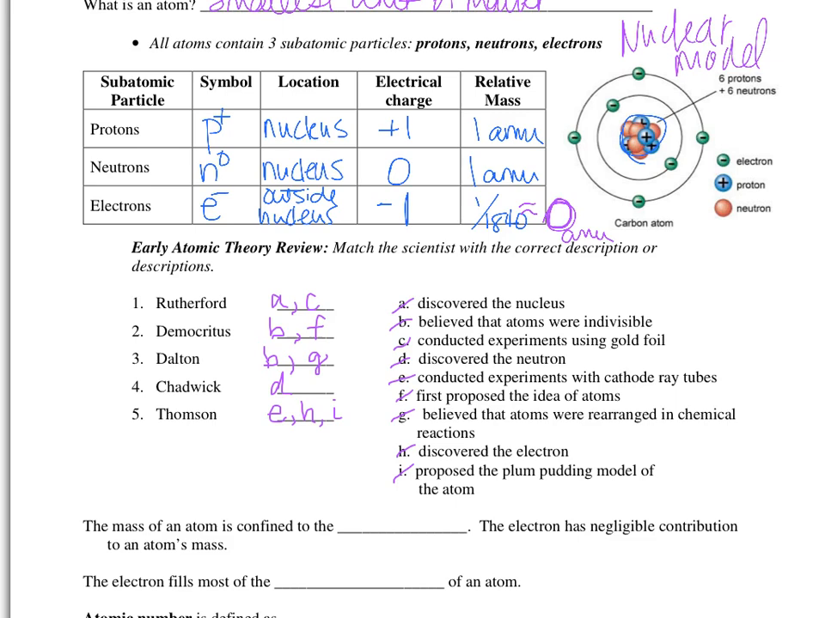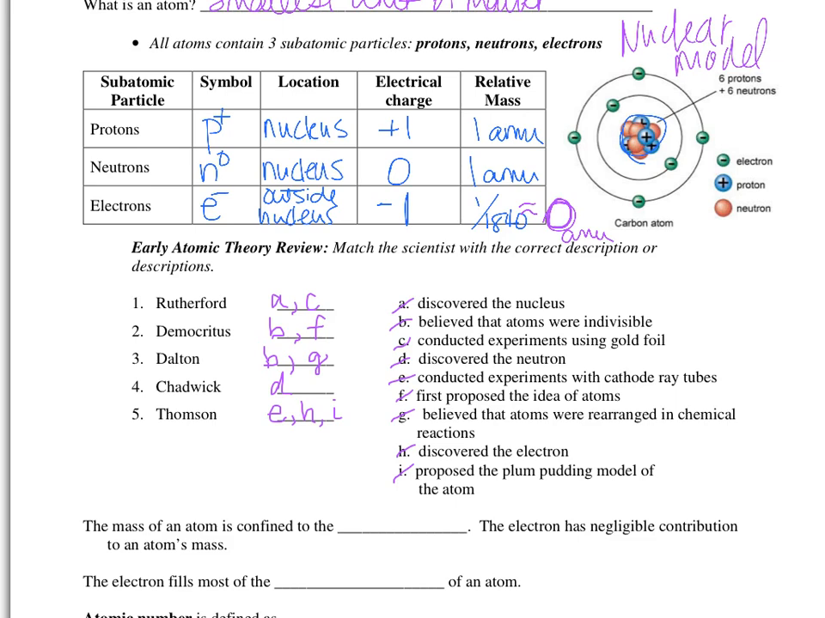You can see Rutherford discovered the nucleus, and he used the gold foil experiment to do so. Now, Democritus was the first person to propose the idea of the atom, and he also believed that atoms were the smallest unit or building block of matter, and so I put B for him, even though I also put it for Dalton, because Dalton did believe that the atoms were indivisible and that there was nothing smaller than the atom, and he also believed that you can rearrange atoms in a chemical reaction, but the atoms remained the same.